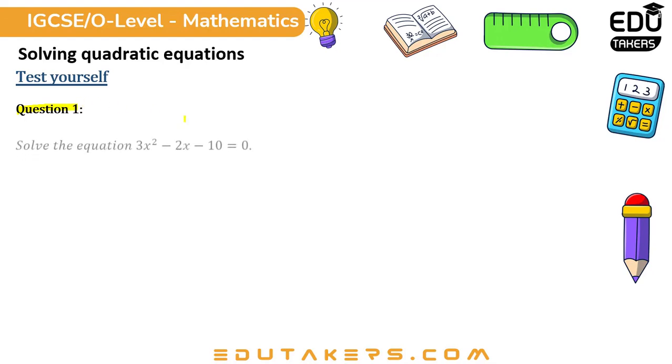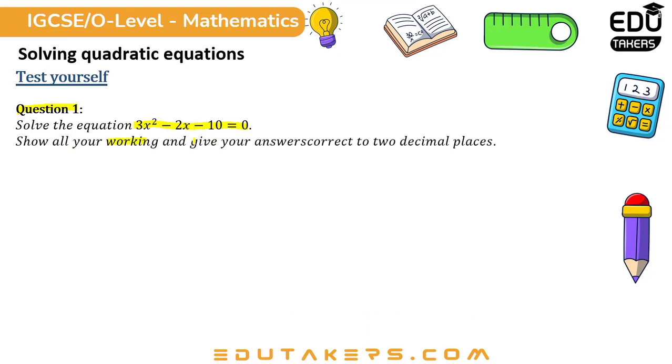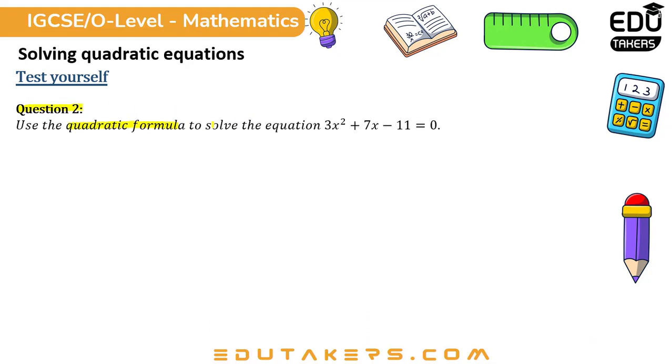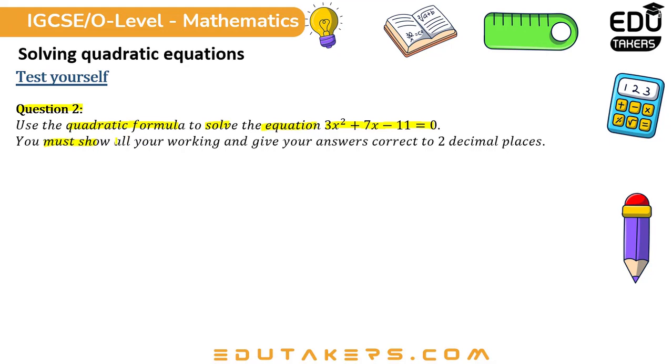Question number 1 is, solve the equation 3x² − 2x − 10 = 0. Show all your working and give your answers correct to 2 decimal places. It's a 4-mark question. Question number 2. Use the quadratic formula to solve the equation 3x² + 7x − 11 = 0. You must show all your working and give your answers correct to 2 decimal places. It's a 4-mark question.